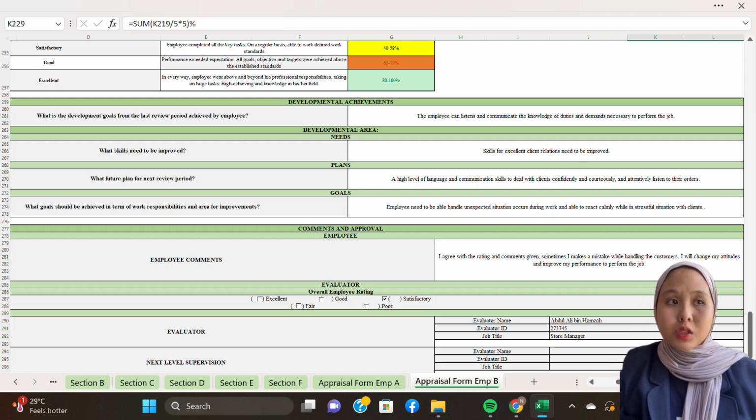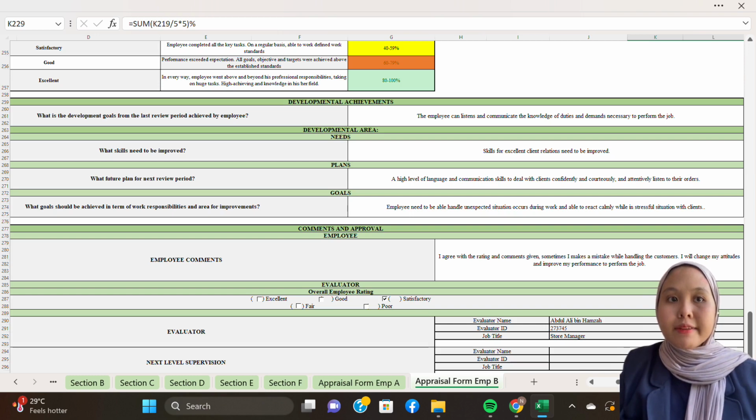Developmental areas consist of needs, plans, and also goals. So, what skill needs to be improved? Skill for excellent client relationship needs to be improved. Secondly, what future plan for the next review period? A high level of language and communication skill to deal with clients confidently and actively listen to their orders. And lastly, what goals should be achieved in terms of work responsibilities and areas of improvement? The employee needs to be able to handle unexpected situations, do the work and react calmly while in a stressful situation with a client. Next, developmental achievements.